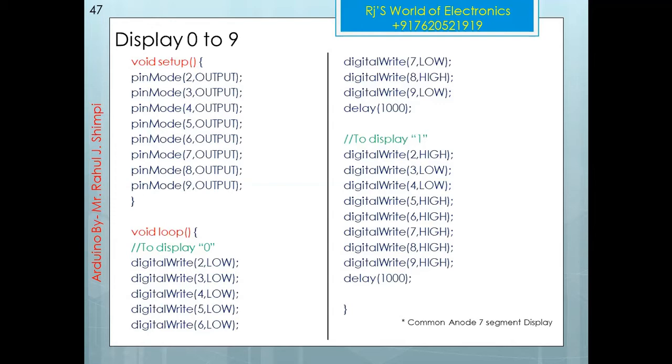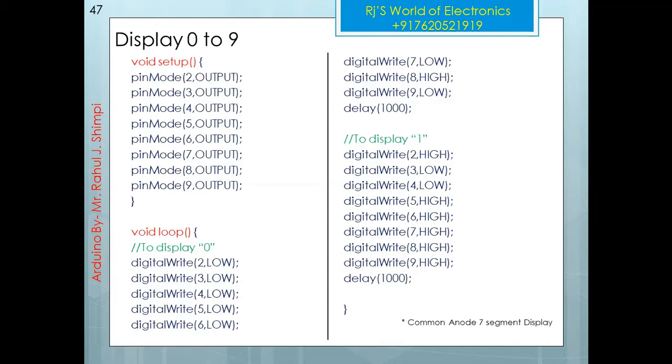Let me explain the program. First, configure the pins of the Arduino as output. As all pins are connected to the 7-segment display, and the 7-segment display is nothing but an arrangement of LEDs, and LED is an output device, we need to configure all the pins of Arduino as output pins.